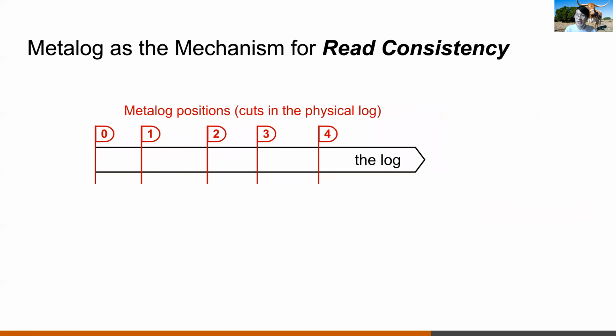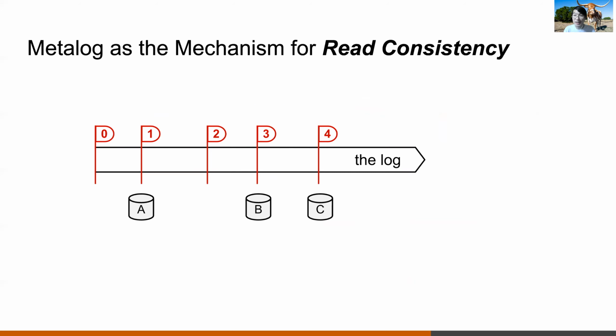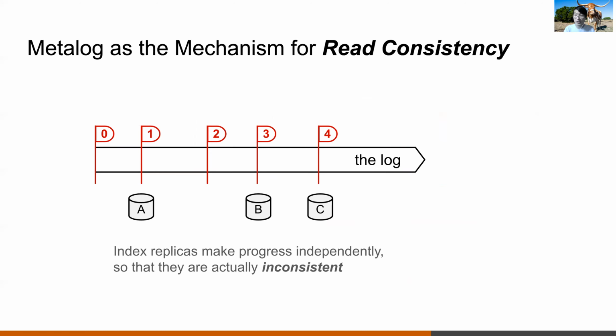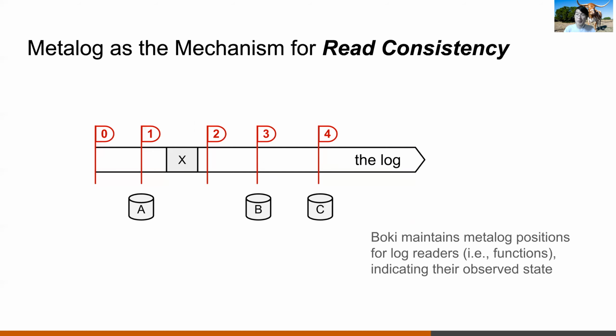Now we know the Metalog corresponds to cuts in the physical log, and Boki uses the Metalog position to provide read consistency. So we have multiple copies of the log index maintained by different logbook engines. The indexing progress is in accordance with the Metalog. Different replicas of the index make their own progress totally independently, so they can be inconsistent with each other. However, Boki can achieve read consistency from the reader side. Boki maintains a Metalog position for log readers, which are serverless functions in our case.